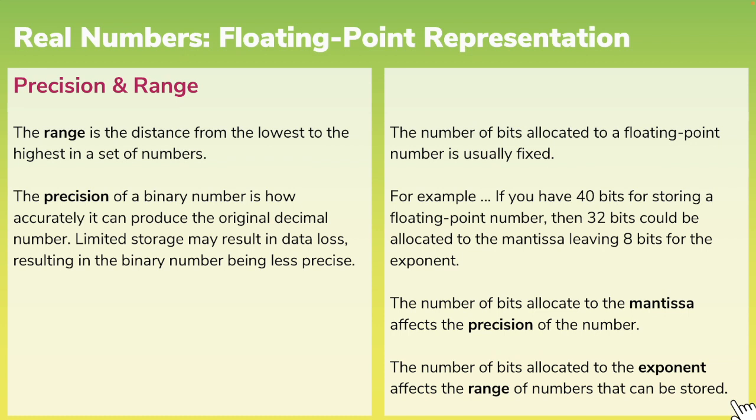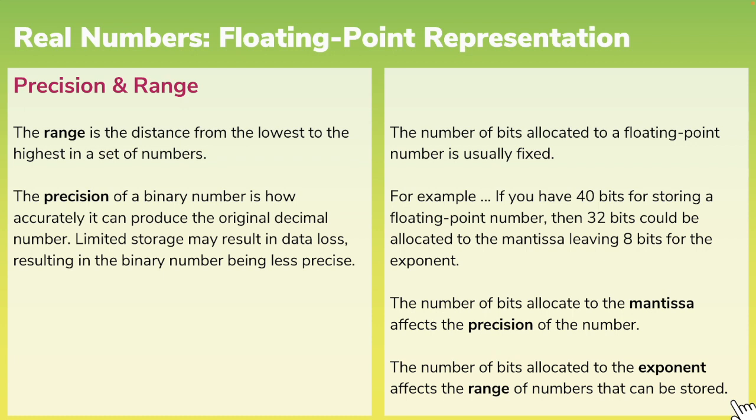The precision of a binary number is how accurately it can produce the original decimal number. Depending on the amount of storage set aside, data loss is possible. This would result in the binary number being less precise.